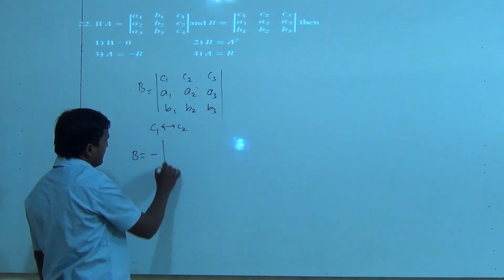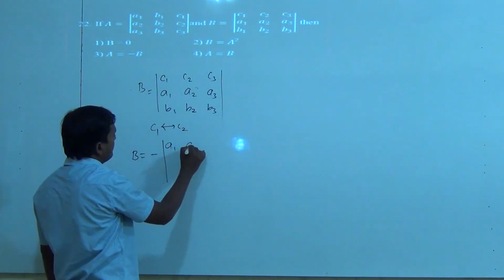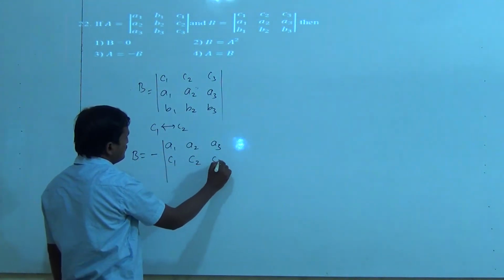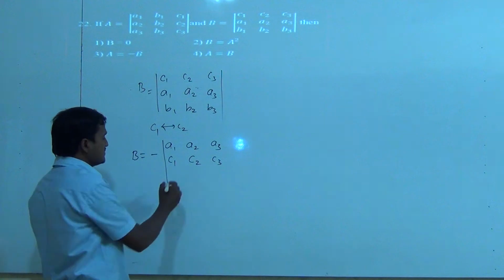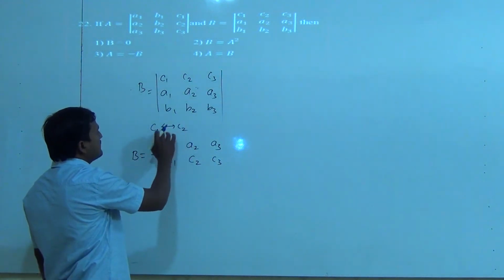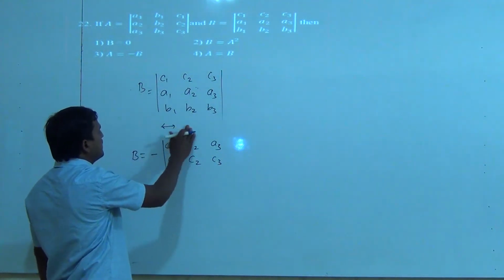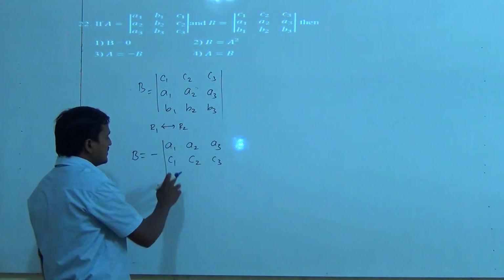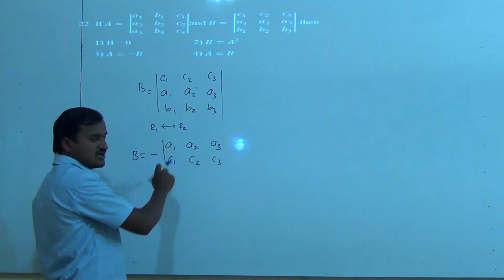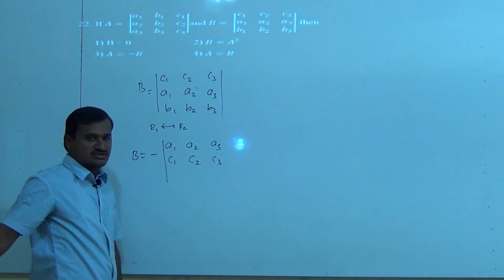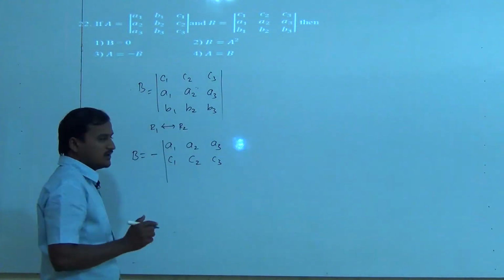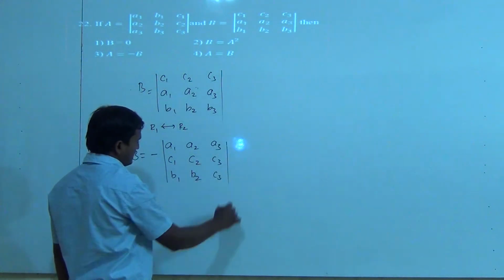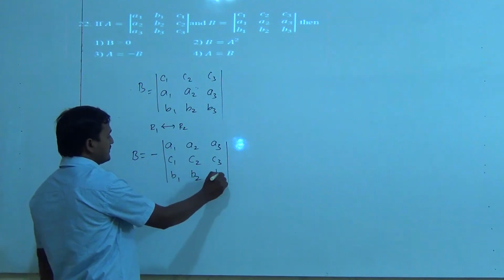So minus of, and here it is A1 A2 A3. What about this C1 C2 C3 and C3 as it is? Sorry, here it is R1 changes to R2 and R2 changes to R1. Here these two rows are changed, so the sign of the determinant changes, and I will write the third row as it is. So that is B1, B2, B3. Is it right?